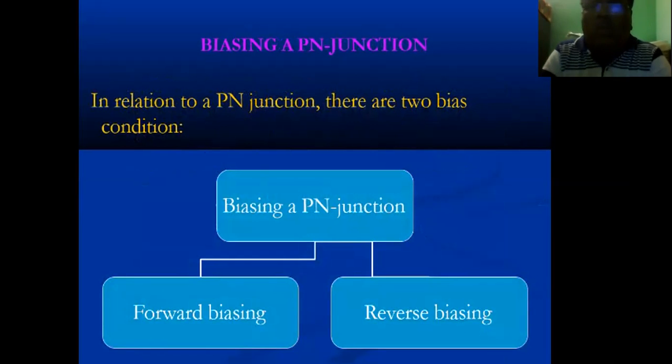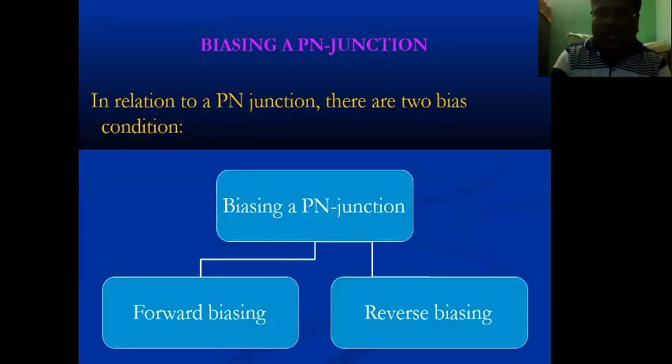Okay, so here, biasing a PN junction. In relation to a PN junction, there are two bias conditions: forward biasing and reverse biasing. If anybody asks you to explain the diode, that means the diode works on forward biasing and reverse biasing. What is forward biasing? What is reverse biasing?